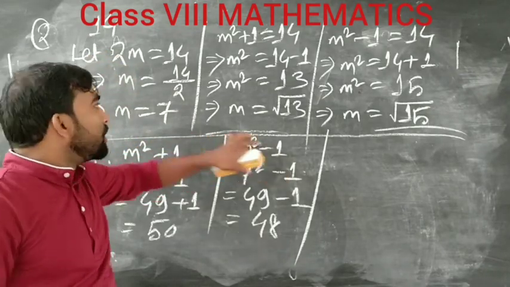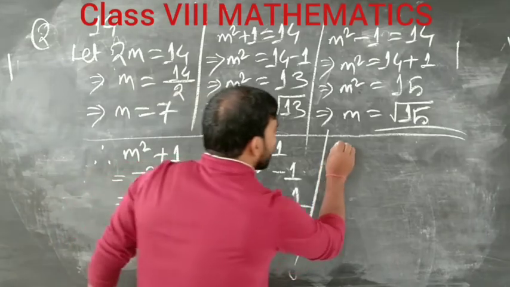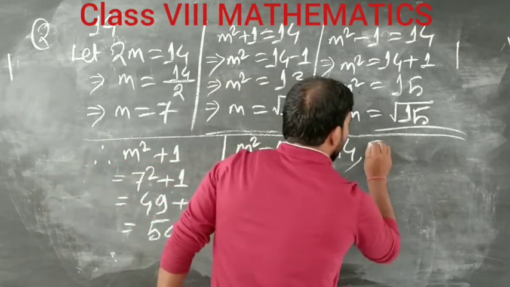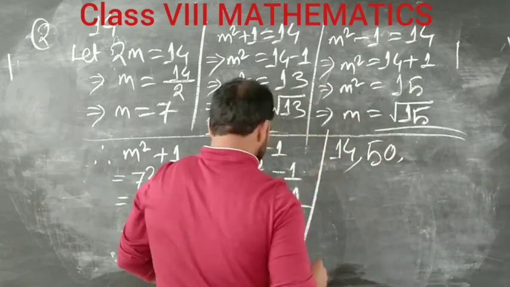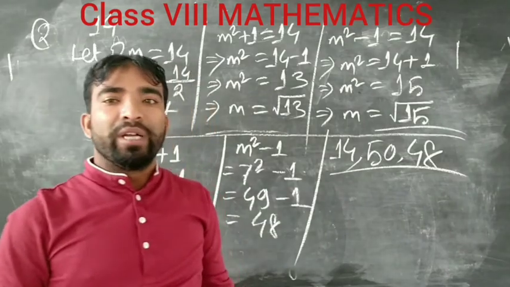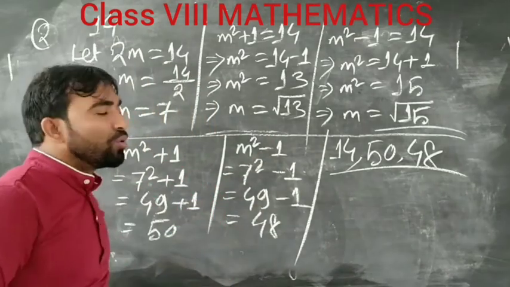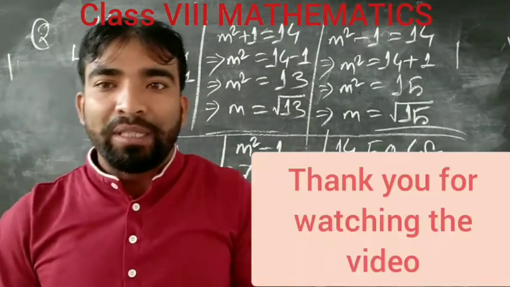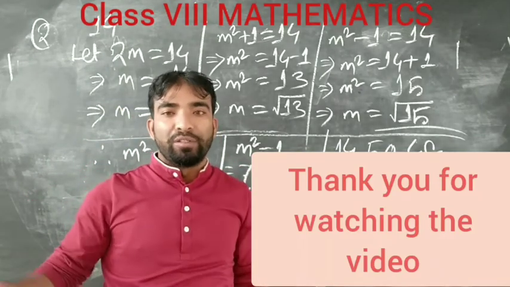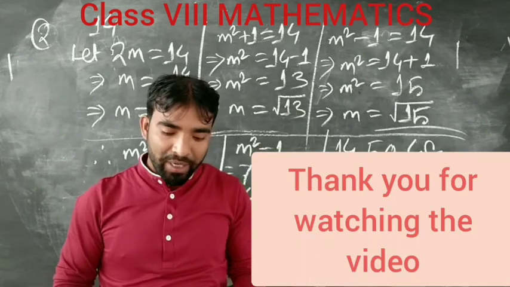So the three Pythagorean triplets are 2m, m square plus 1, and m square minus 1. So 2m is 14, the next one is 50 and the other one is 48. These three are the Pythagorean triplet. This is the process of how to find the Pythagorean triplet when one member is given, we have to find the other two.